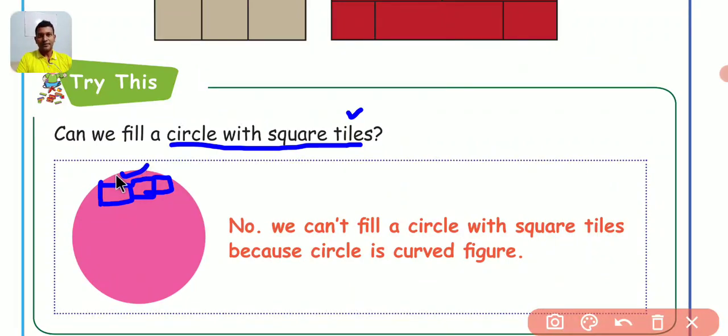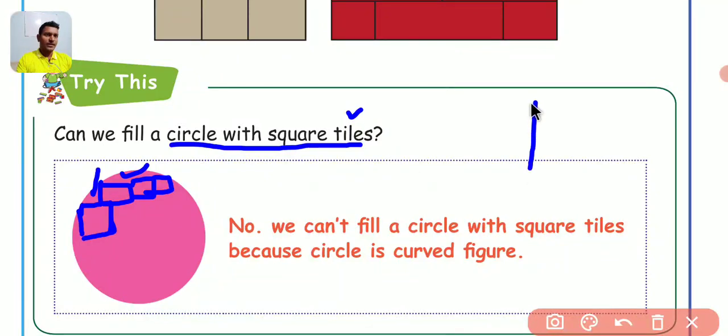Okay, here we have the gaps. If you take square to fill the circle, we will have the gaps. Therefore we can't tessellate a circle by using squares. We can't fill, because a square has straight lines, but a circle has curved lines.